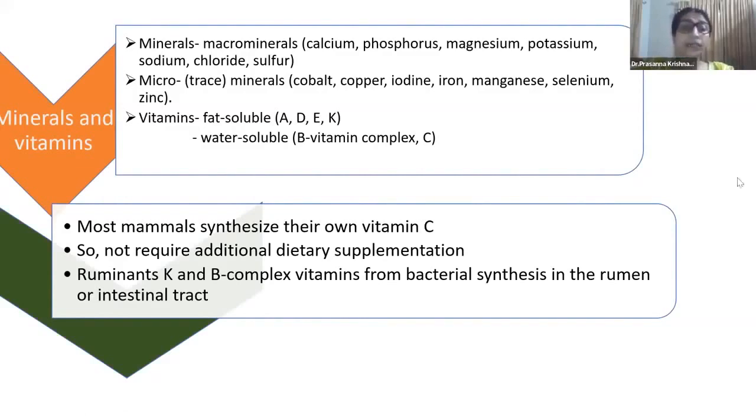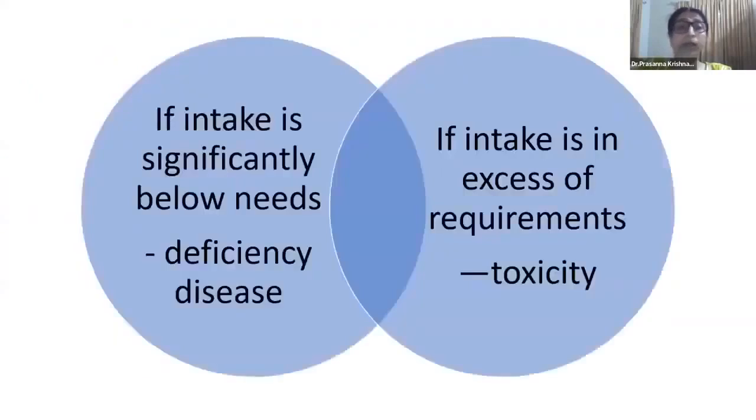Among the vitamins, we know that vitamin C is synthesized by most of the mammals. Vitamin K as well as B complex vitamins, the ruminants have a special ability to synthesize in the rumen as well as in the gut tract because of bacterial synthesis. So we don't bother much about these vitamins.